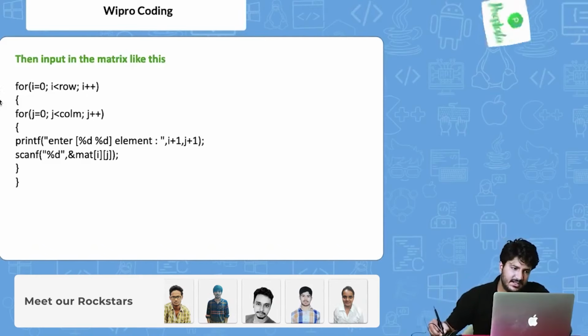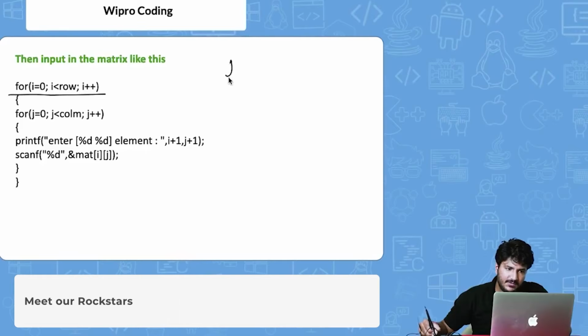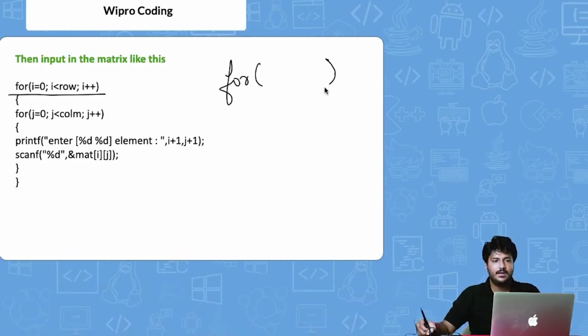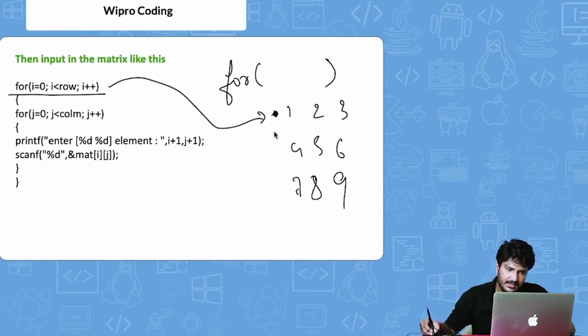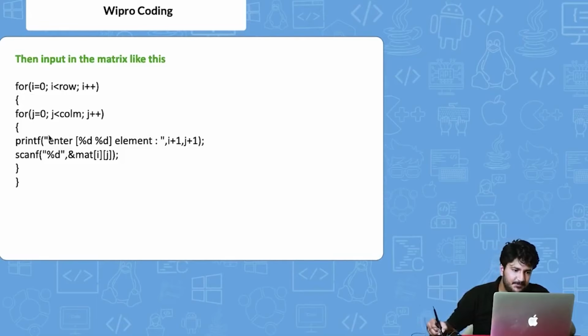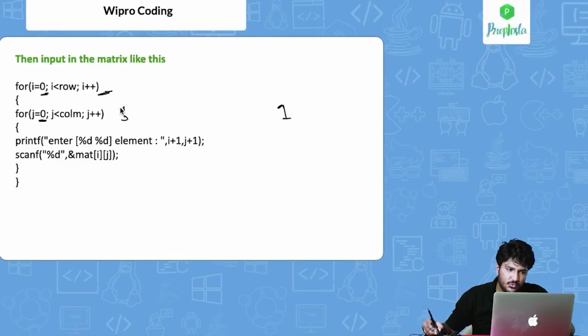Okay, so now taking those inputs in the matrix is important. For that, we are taking 2 for loops. The first for loop will iterate upon the rows. So let's say 1 2 3 4 5 6 7 8 9. This first for loop is iterating upon the first row, second, and then third. The second for loop is iterating upon the columns. Initially when i is equal to 0 and j is equal to 0, the first element is entered. Now i will remain 0, j will increase to 1. So a of 0 comma 1 will get entered here. Then a of 0 comma 2 will get entered here.